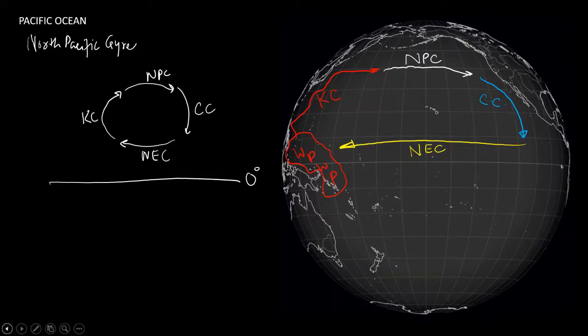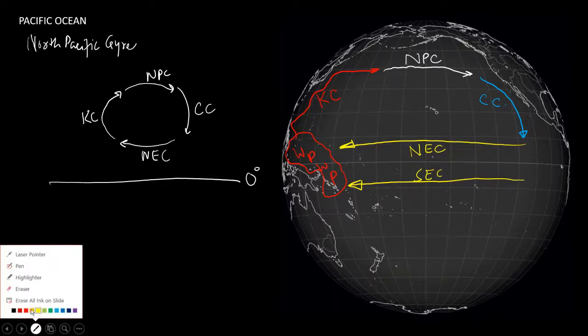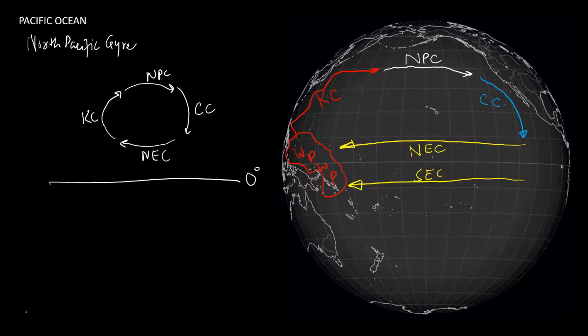Now let us look at the Southern Pacific Ocean. In the Southern Pacific Ocean, again, the equatorial current operates. It is called the South Equatorial Current. It also adds water to the Western Pacific warm pool. This warm pool gives rise to a western boundary current which flows on the eastern side of Australia, so it is called the East Australian current.